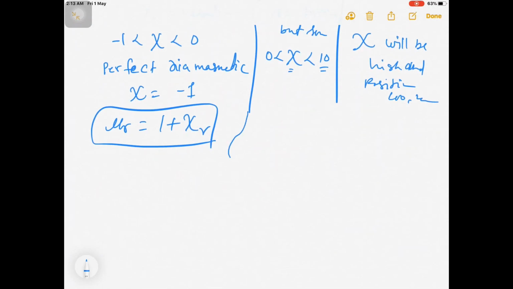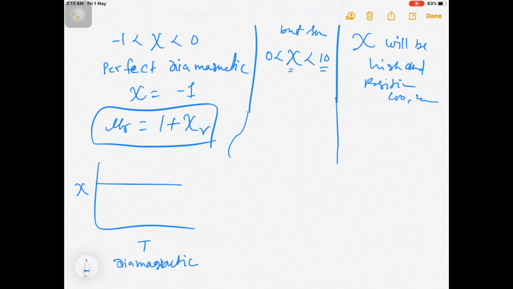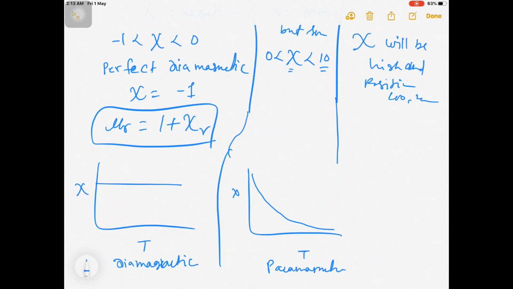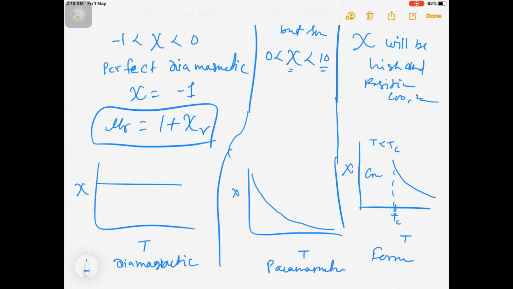Now let me explain the dependency of susceptibility on temperature. For diamagnetic material, susceptibility does not change with temperature. For paramagnetic material, susceptibility decreases with temperature, and this is inversely proportional to temperature. And for ferromagnetic material, this has the same characteristic after a temperature Tc, that is called Curie temperature, because after Curie temperature ferromagnetic becomes paramagnetic. And for T less than Tc, that is if temperature is less than Curie temperature, then the behavior of susceptibility for ferromagnetic is complex.